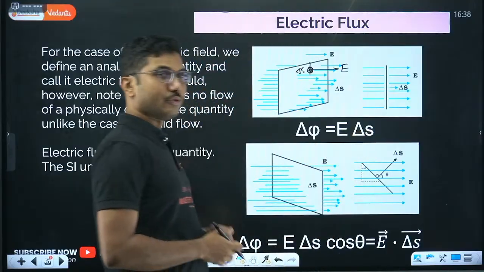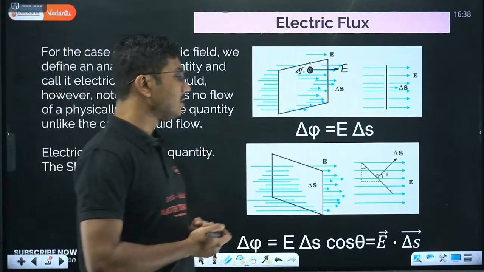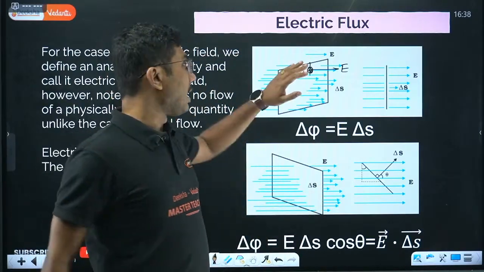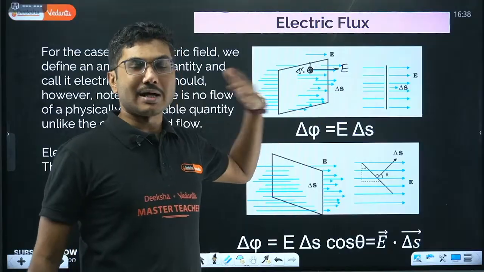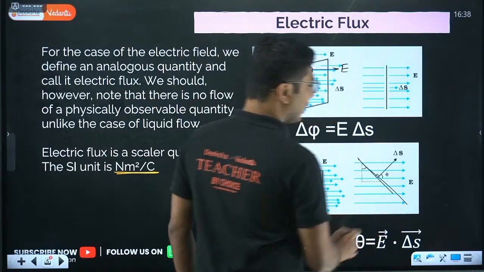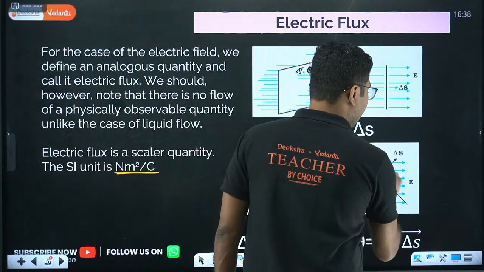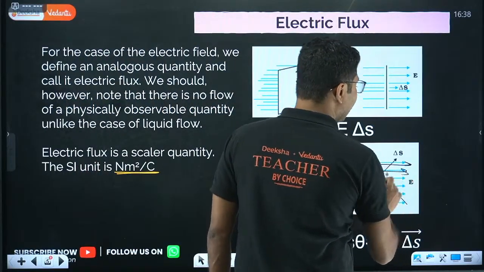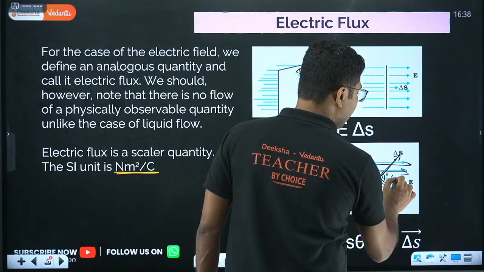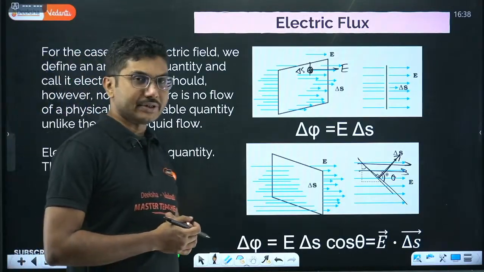Delta phi equals E delta S. But what if the electric field is not normal? The electric field can pass through a surface at 90 degrees, or it can pass through at some other angle as well. For example, here the surface area is kept like this and the electric field is passing like this. So in that case, the normal to the surface is making an angle theta with the electric field.